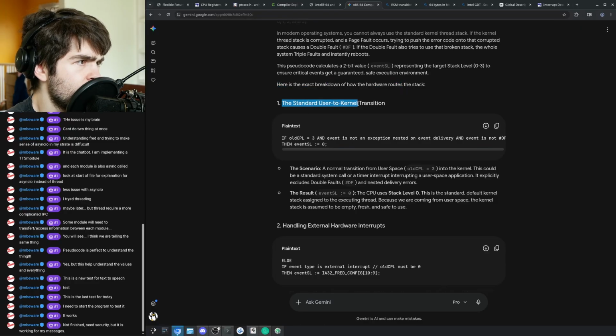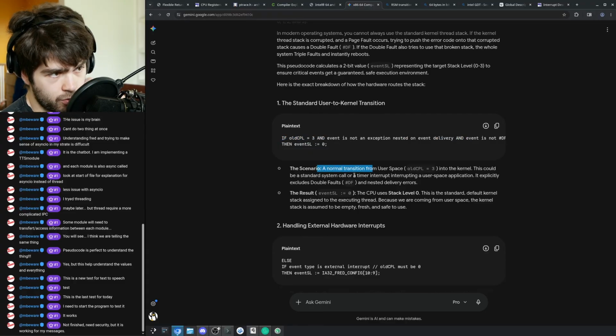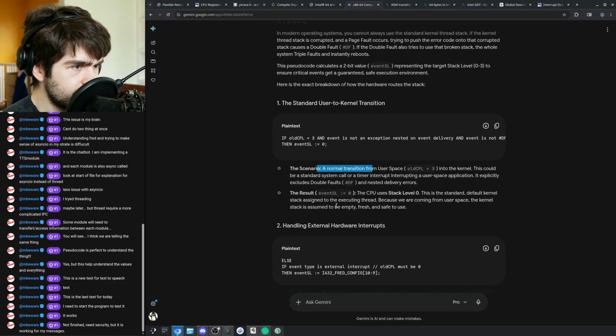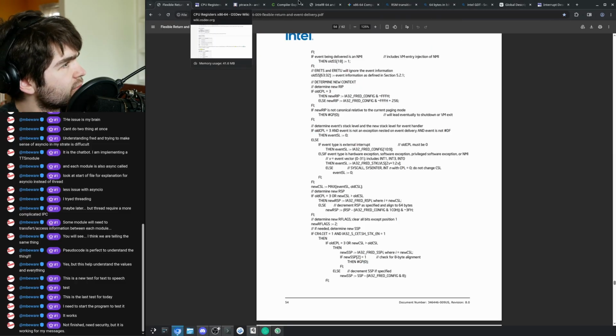So the standard user to kernel transition. Yeah, it's the scenario, a normal transition from user space into kernel space. This could be a standard system call or a timer interrupting a user space application. This explicitly excludes double fault. Wait a second. Okay, there's currently no return thing. So this would apply. Okay, this always applies. Okay, I think I'm understanding more.